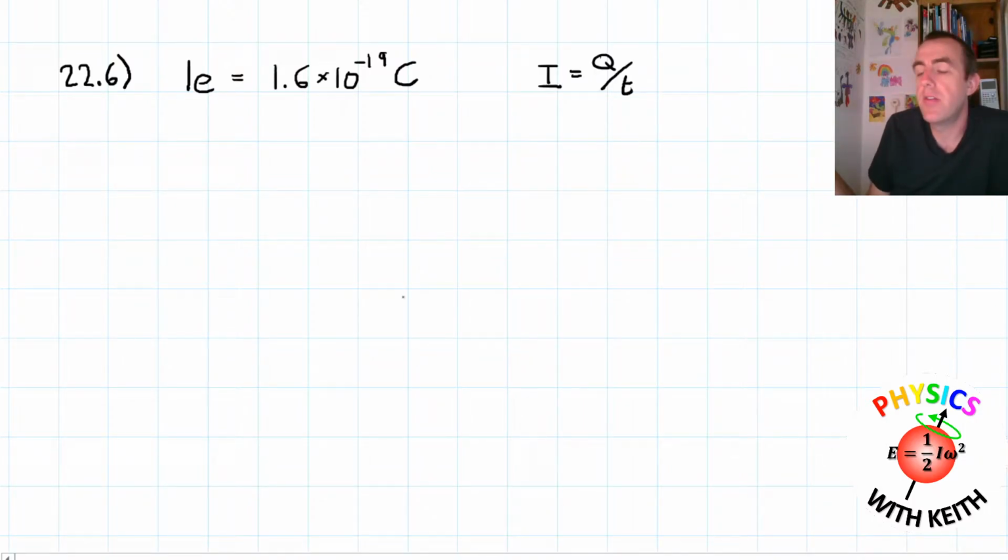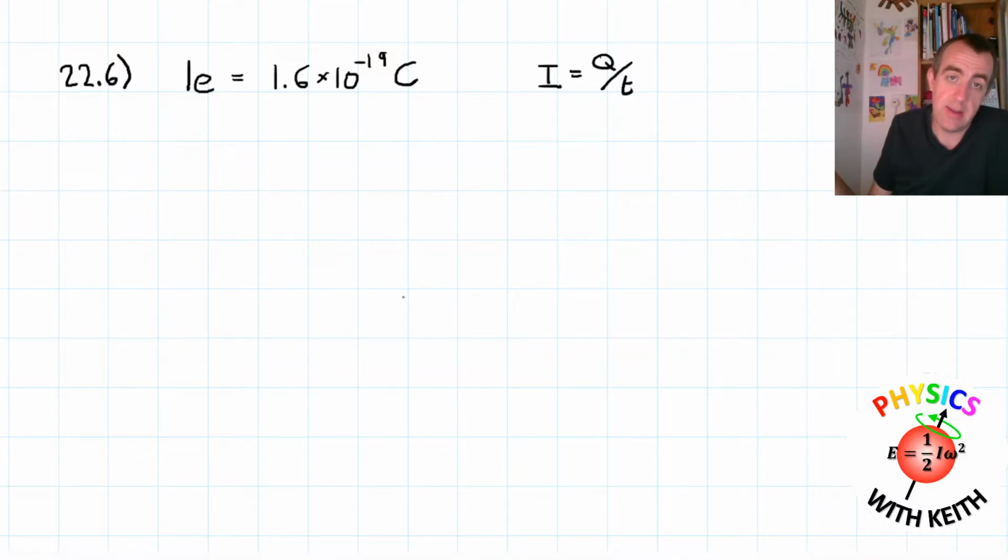In the second part of the question, you'll have to know that the current flowing through a component is equal to the charge that flows through it divided by the time it takes for that charge to flow. If your current is in amperes, then the charge must be in coulombs and the time must be in seconds.